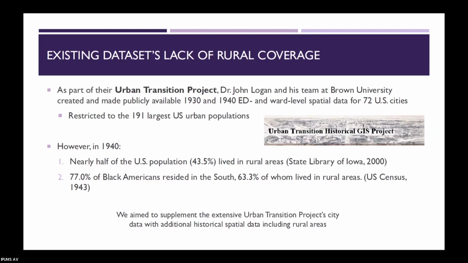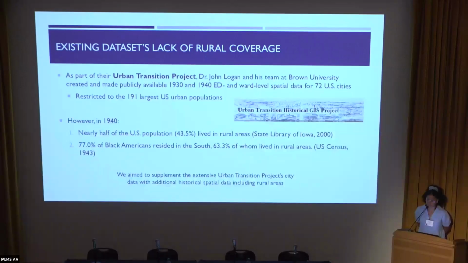And then when we're thinking about exposure and outcome differential between populations, 77% of Black Americans resided in the South, and 63% of those in the South resided in rural areas. So while this is a great starting off point to look at the urban transition, we wanted to sort of round out this data by adding rural areas, especially like the southeastern United States.